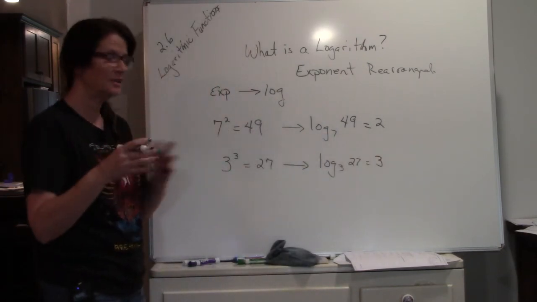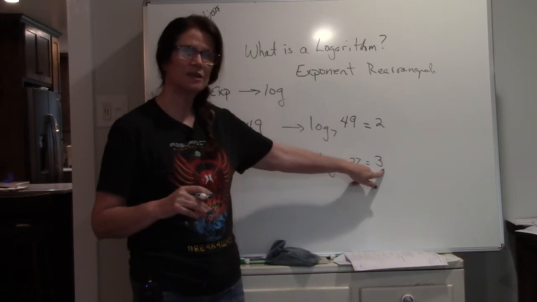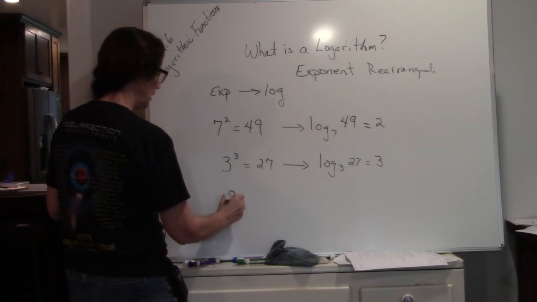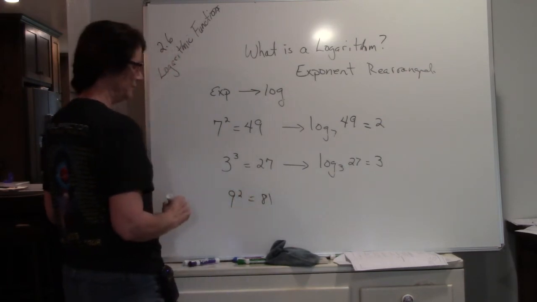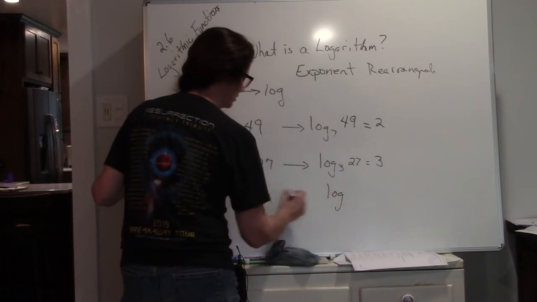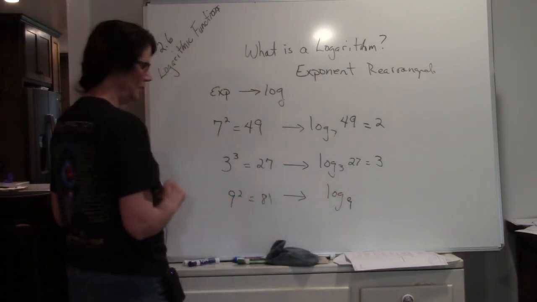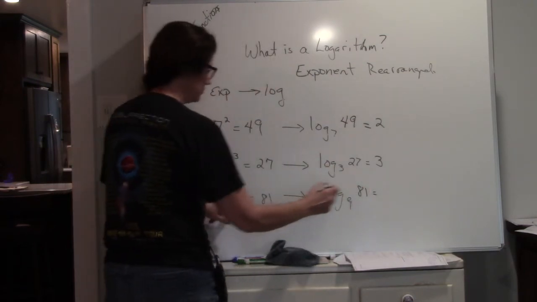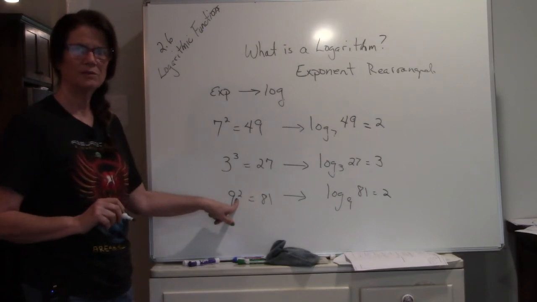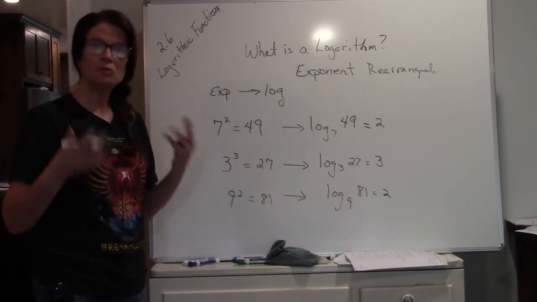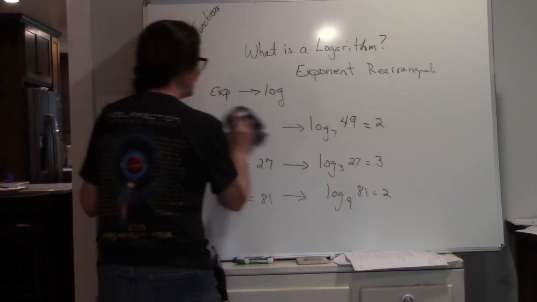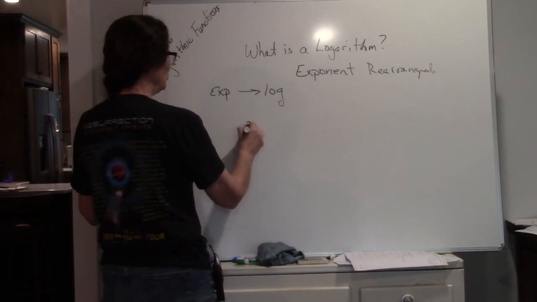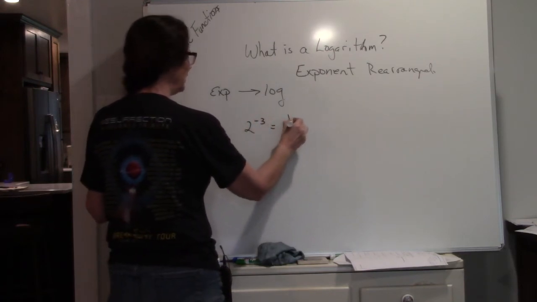So again, a log is an exponent. A log is the exponent. Let's do one more. 9 raised to the second power is 81. So log base 9 of 81 equals the exponent 2. Okay? So now you have to remember your exponent rules. So if I continued with this, if I had 2 raised to the negative third, that equals 1 over 8th.